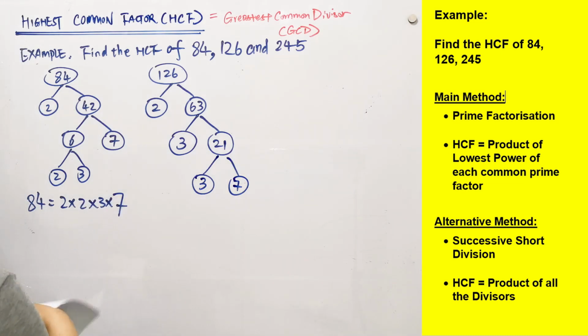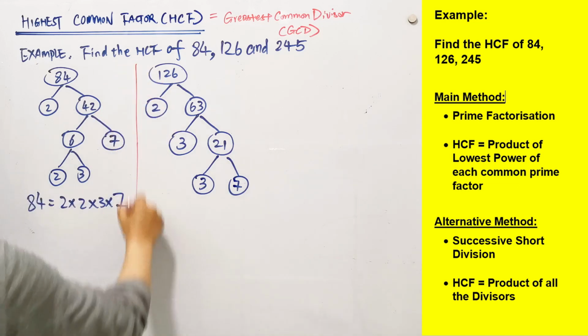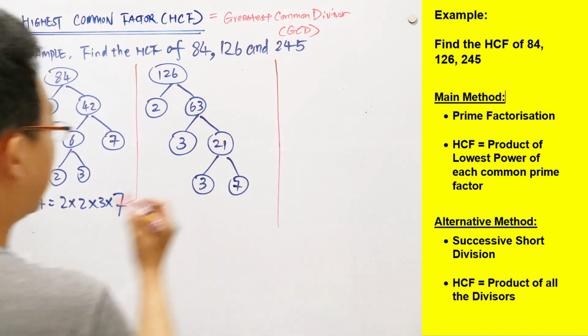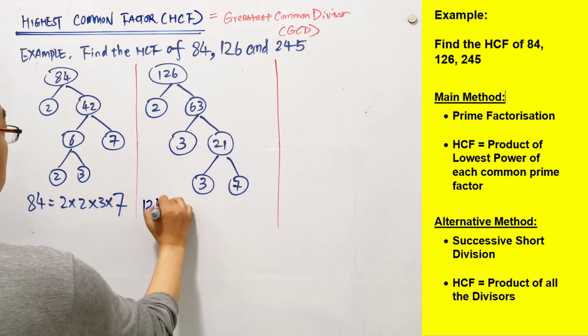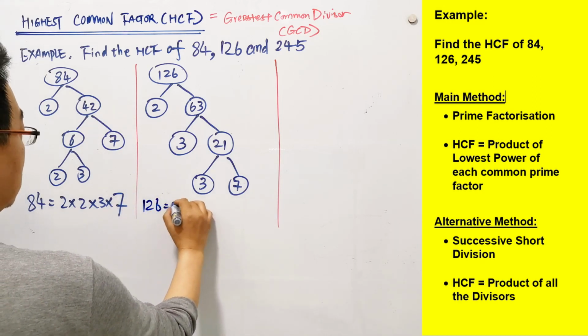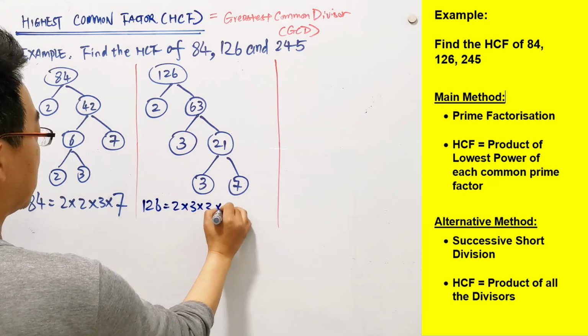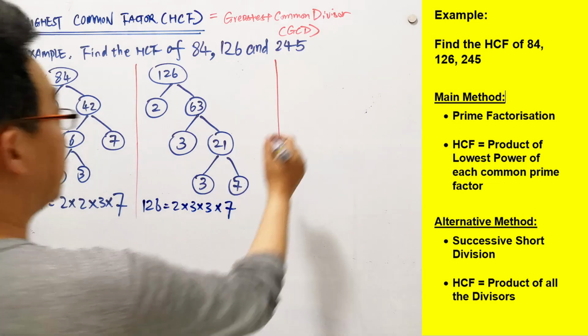Let's try to divide this. Okay, so what do we get? 126 equals 2 times 3 times 3 times 7. Right, okay, then we have this one.